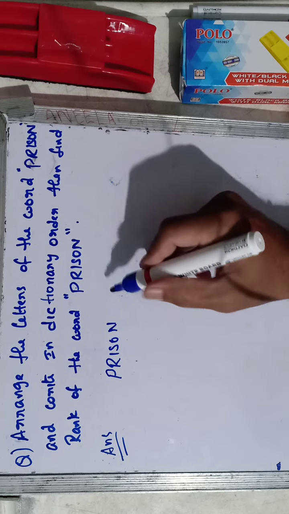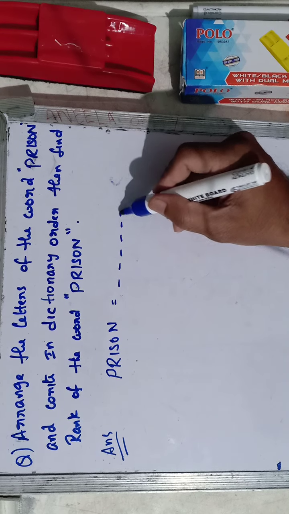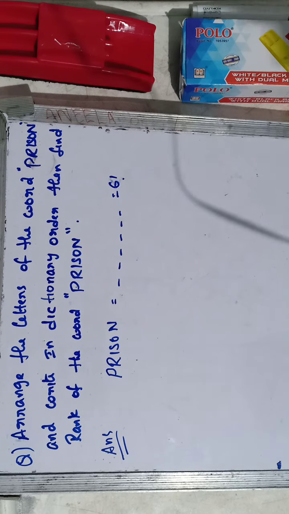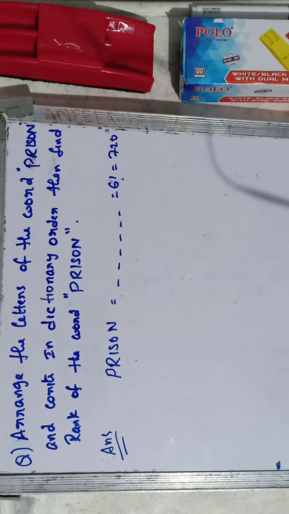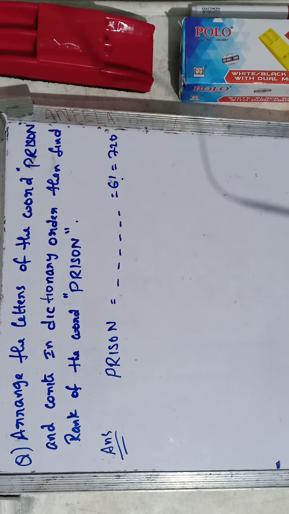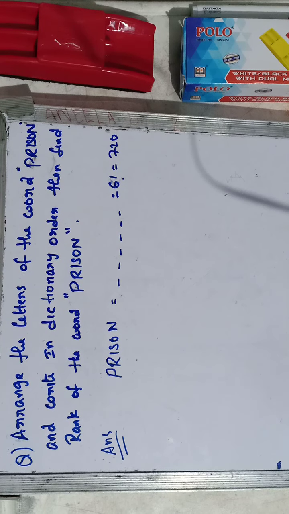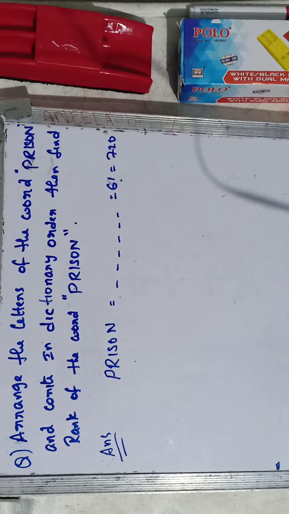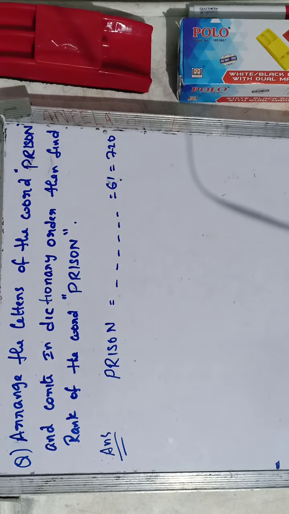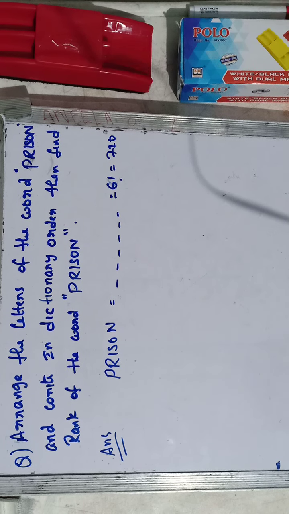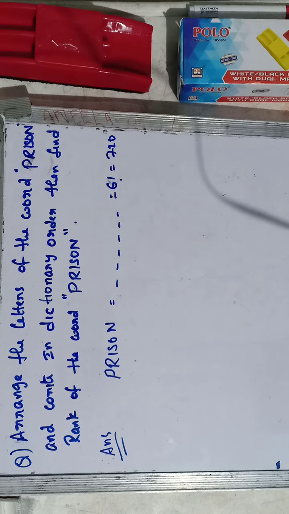How many letters are there? 6 letters. How many ways can we arrange them? 6 factorial ways, and 6 factorial is 720. So the number of words formed by the letters of the word PRISON is 720. From that we have to find the rank of the word PRISON.